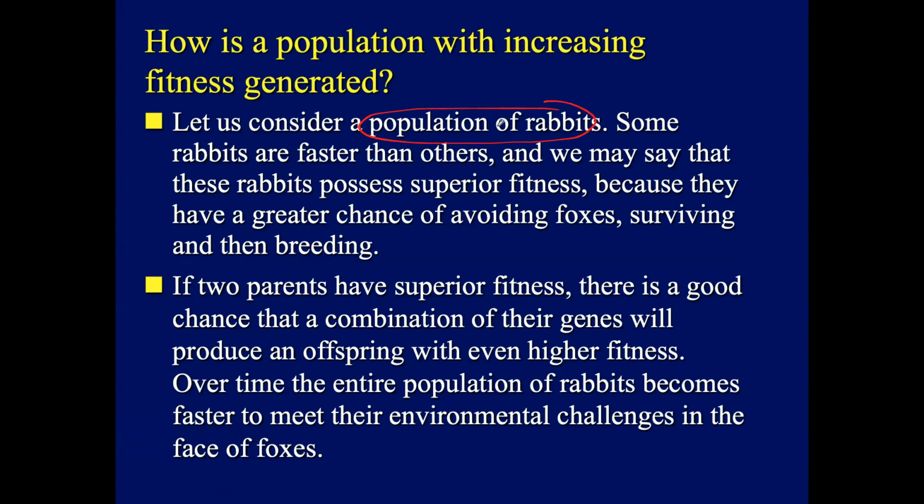Now, in the population of rabbits, we shall find that some rabbits are faster than others. And we may say that those rabbits possess superior fitness. This is the same with people. You might find that some people are fitter than others. They possess superior fitness compared to others. In rabbits as well, you find some rabbits that are not so fit, and then you'll find those that are really fit. Rabbits that are very fit will have a greater chance of avoiding predators like foxes. And because they have that greater chance, they can survive. And when they survive, they can breed and reproduce.